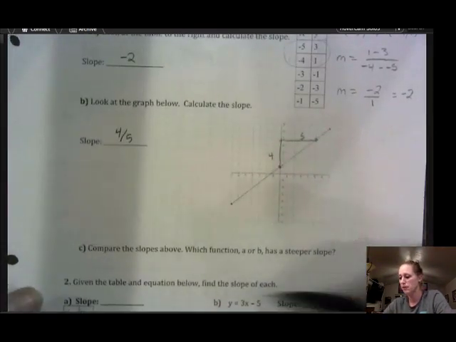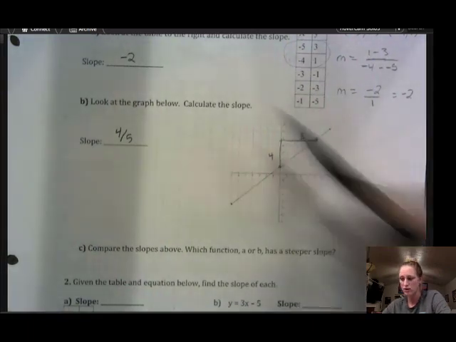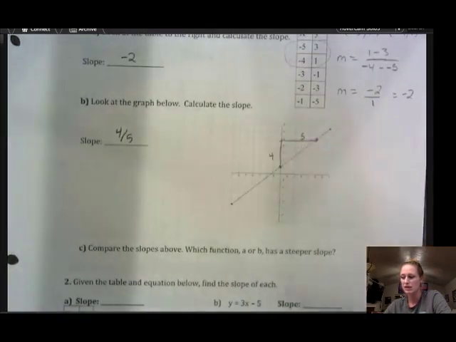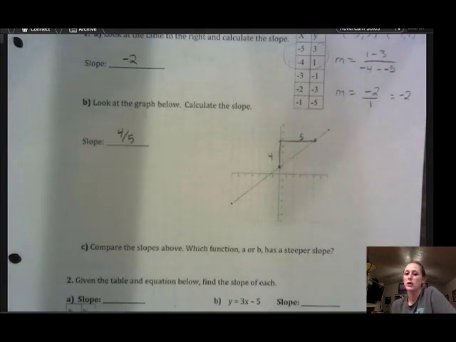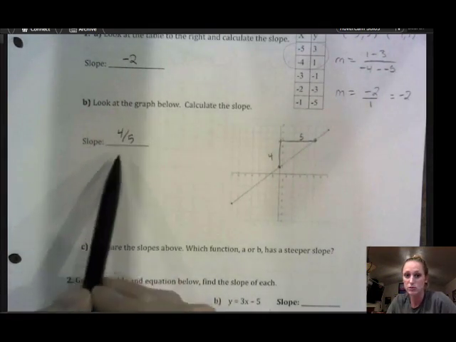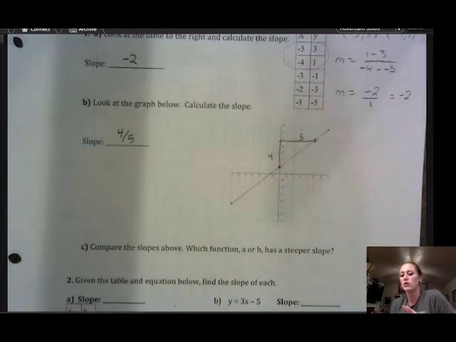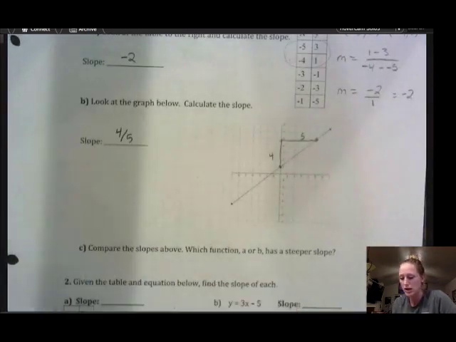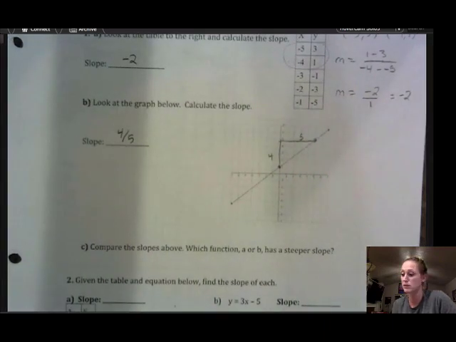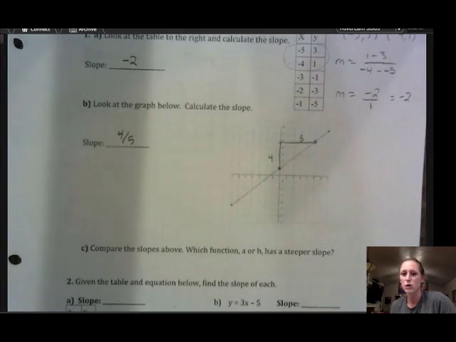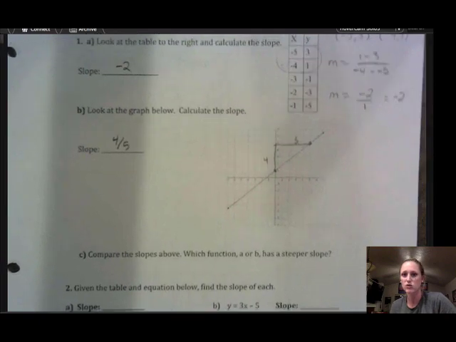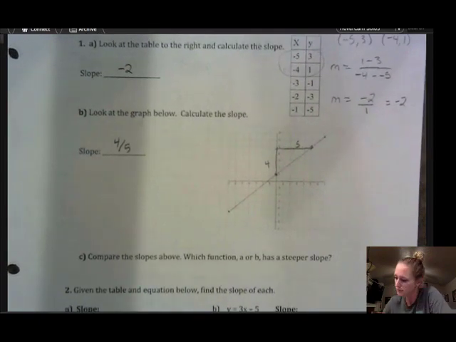Compare the slopes above. Which function, a or b, is steeper? Anytime we have a fraction that's less than 1, we are going to say that it's a shallower slope. Another way to compare that is to look at the absolute values. So don't pay attention to positive or negative, but just look at the numbers and ask yourself which one is bigger. So 2 is quite a bit larger than 4/5. That is going to be the steeper slope.